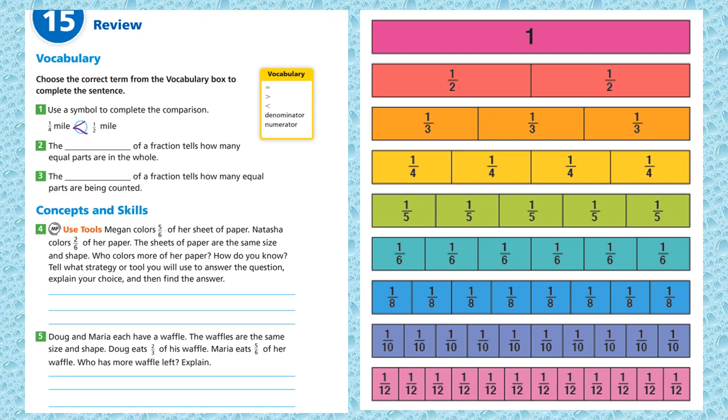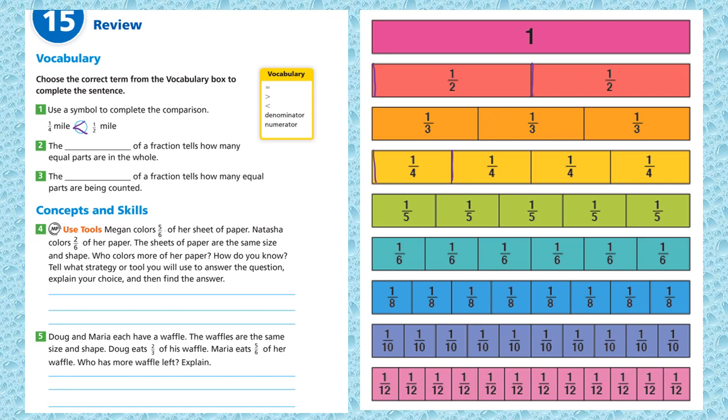1/2. And if I go ahead and look at my fraction bars, I can see where I have 1/2. And then I look at my fraction bar that's fourths, and I can see where I have 1/4, and 1/4 is less than 1/2. Number 2, the blank of a fraction tells how many equal parts are in the whole.